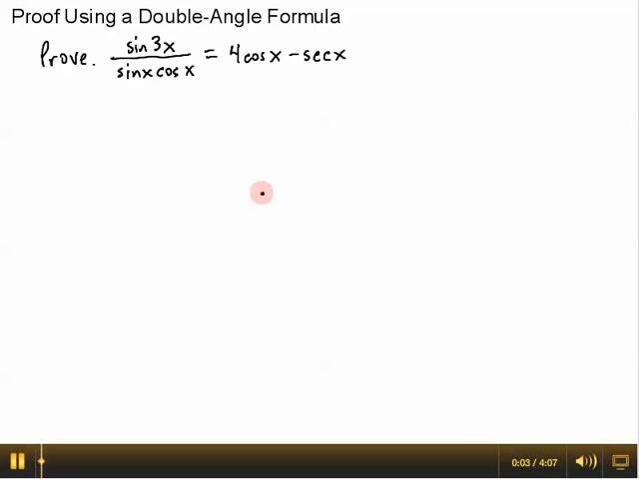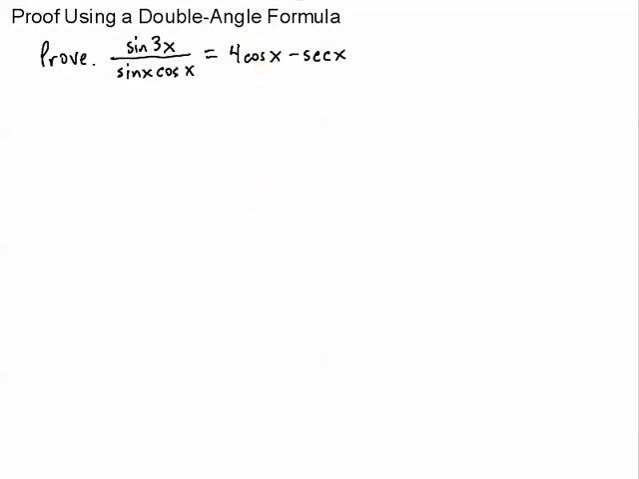Okay, in this proof, typically we want to start with the side where there's two terms and then work to the side that has one term. However, the side that has one term has this strange angle 3x, so I don't know a way to create an angle of 3x, so I'm going to start with the left-hand side and try to get the right-hand side.